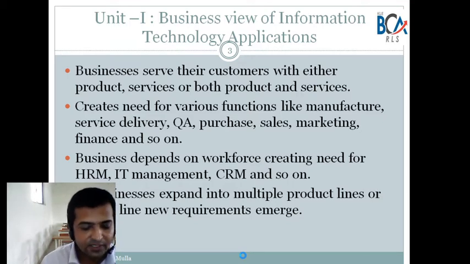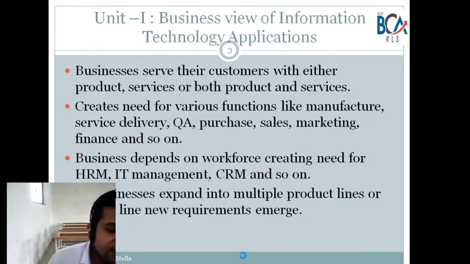No matter which industry domain you choose, retail, banking, manufacturing, transport, energy, etc., you will find similarities in their organization structure, right? This creates the need for various functions like manufacture, service delivery, quality assurance, purchases, sales, marketing, finance, and so on.